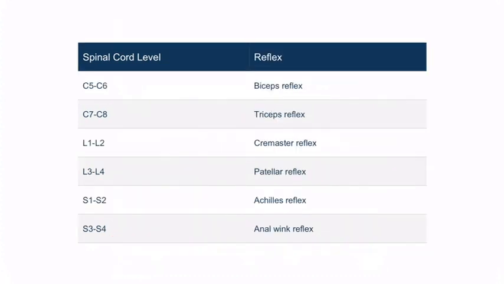This is a table from neurology of the spinal cord levels and their associated clinical reflexes. L3 through L4 are associated with the patellar reflex, S1 through S2 are associated with the Achilles reflex, and S3 through S4 are associated with the anal wink reflex. Okay, let's do a question so you can see how you'll be tested on this material.